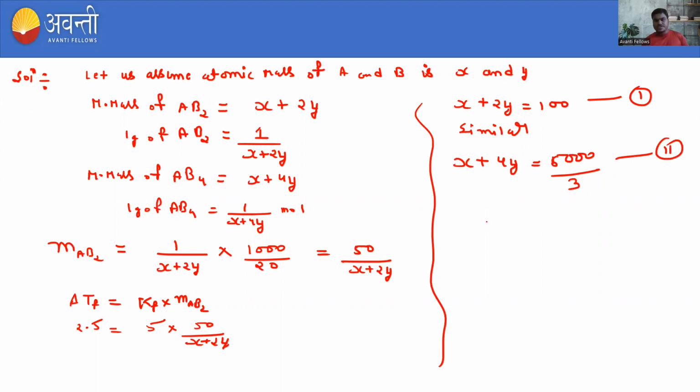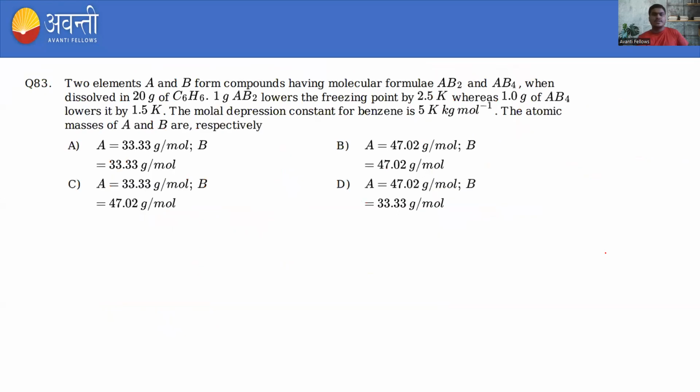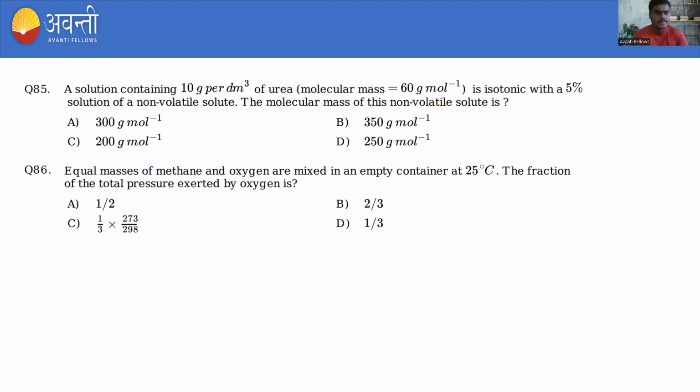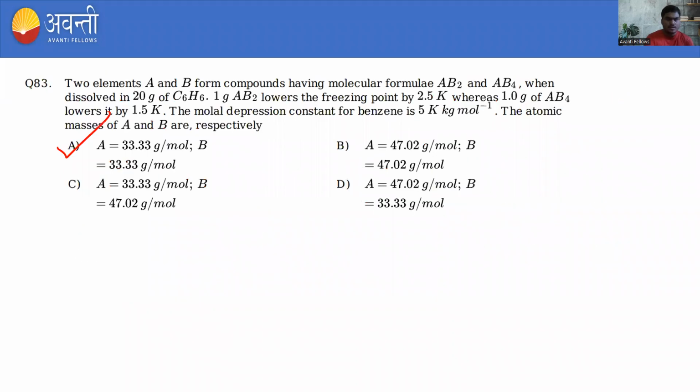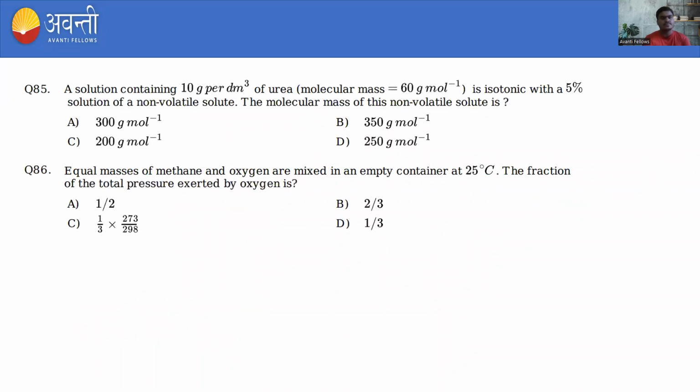So on solving your equations, you will get X is equal to 33.3 and Y is equal to 33.33 gram per mole. So 33, 33. Which option is correct? Option 3. So the correct answer is option 3. Now, move to the next question.